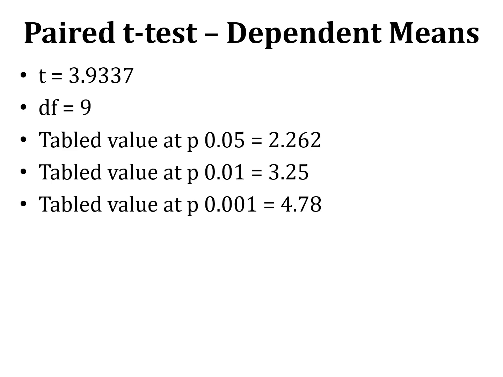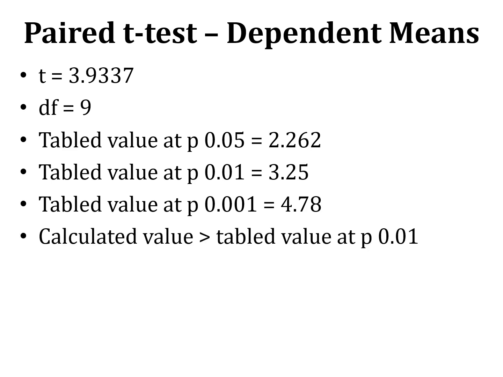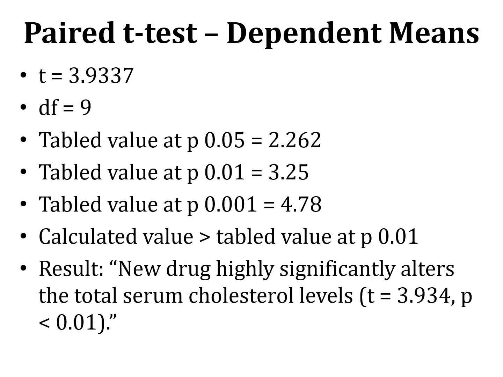So what we are going to say is that the calculated value is greater than the table value at probability 0.01. Therefore, the result is that the new drug highly significantly alters the total serum cholesterol levels. T is 3.934 and the probability is less than 0.01. So this is the result that we got.